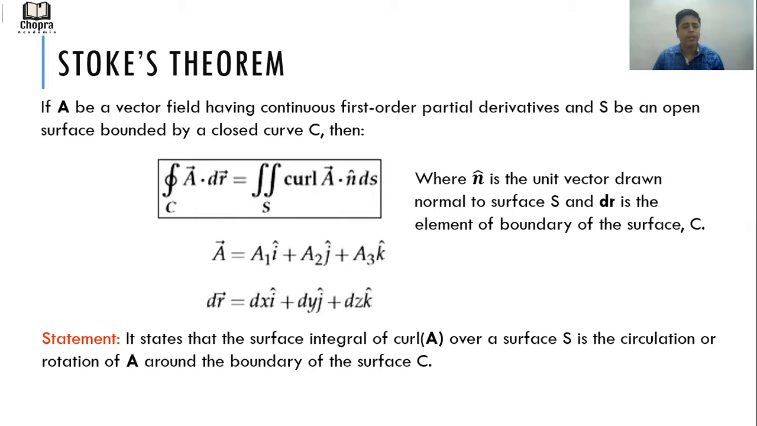A is A1 i cap plus A2 j cap plus A3 k cap. dr is the small element dx i cap plus dy j cap plus dz k cap. Now the statement for Stokes theorem is: it states that the surface integral of curl A over a surface S is the circulation or rotation of A around the boundary C of the surface.